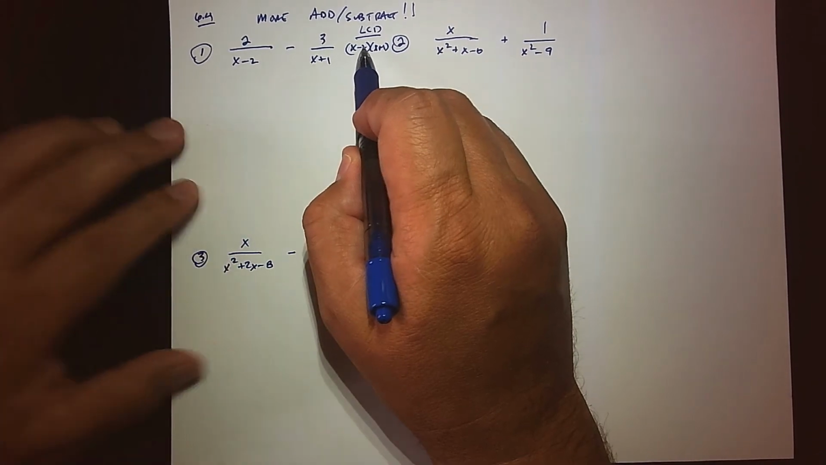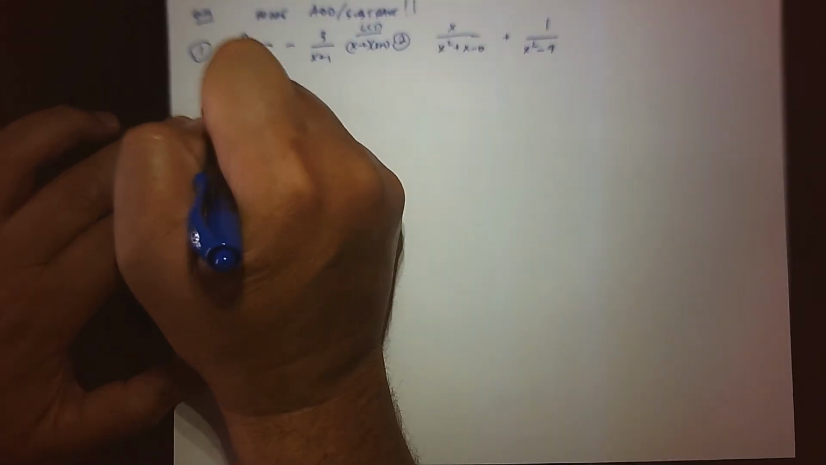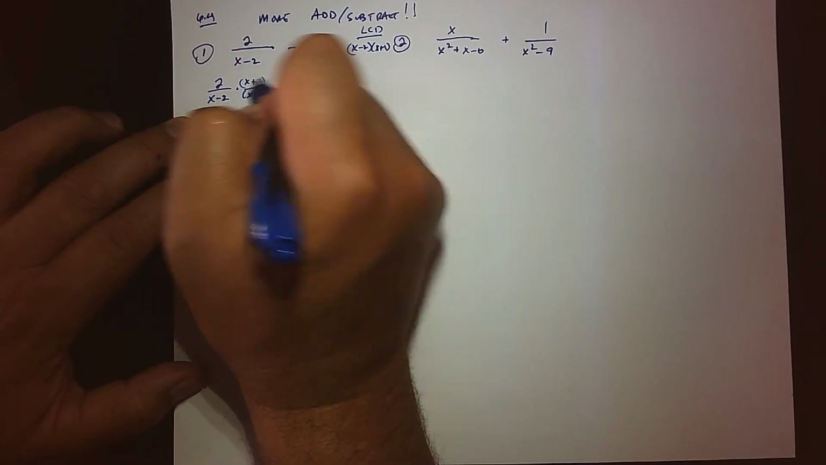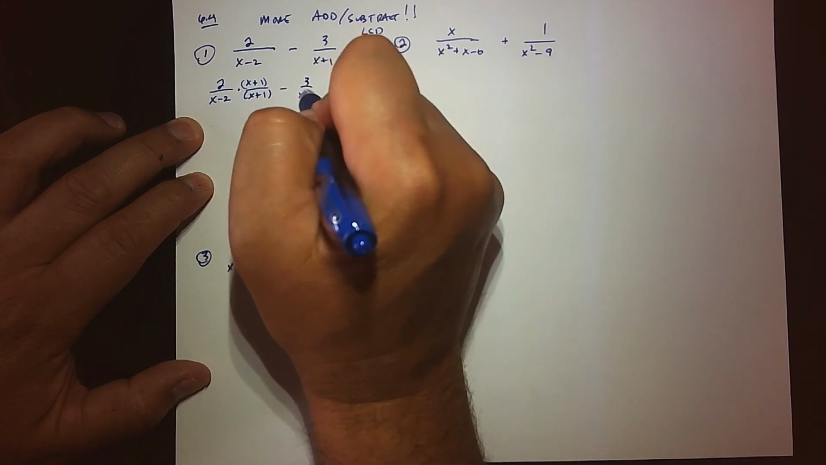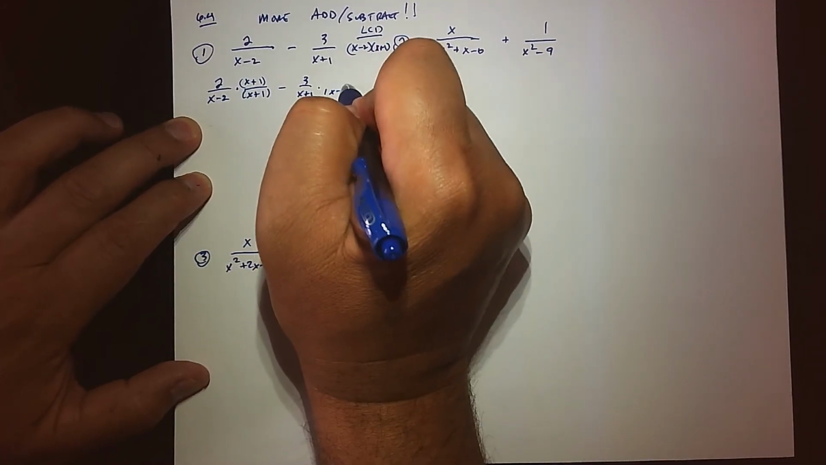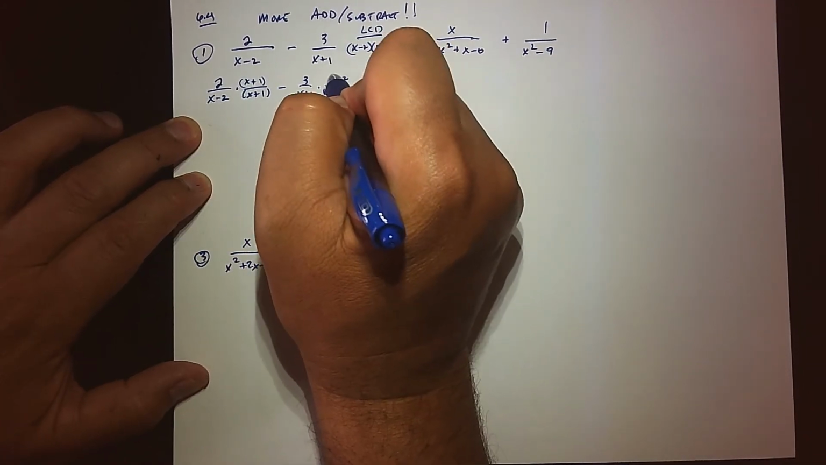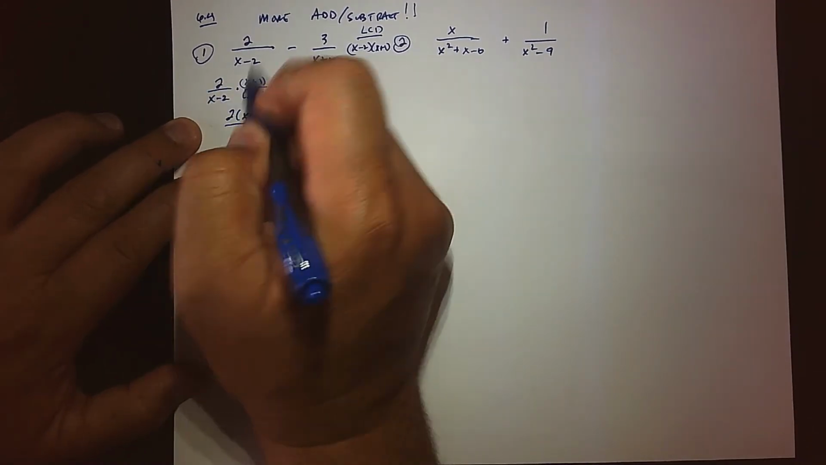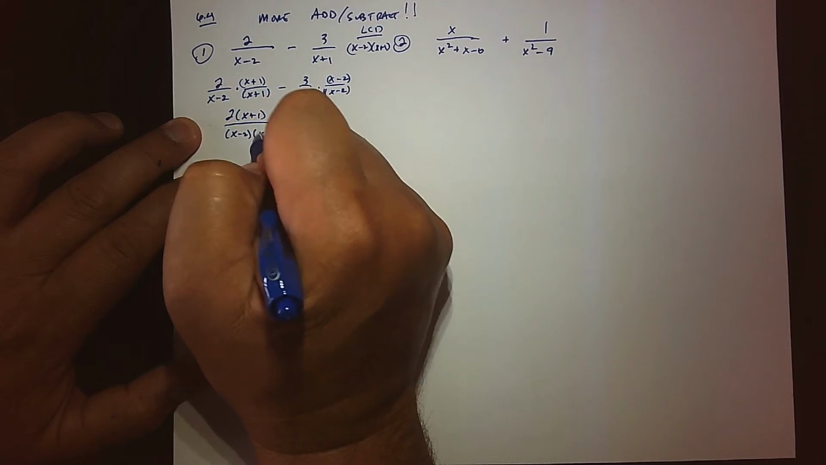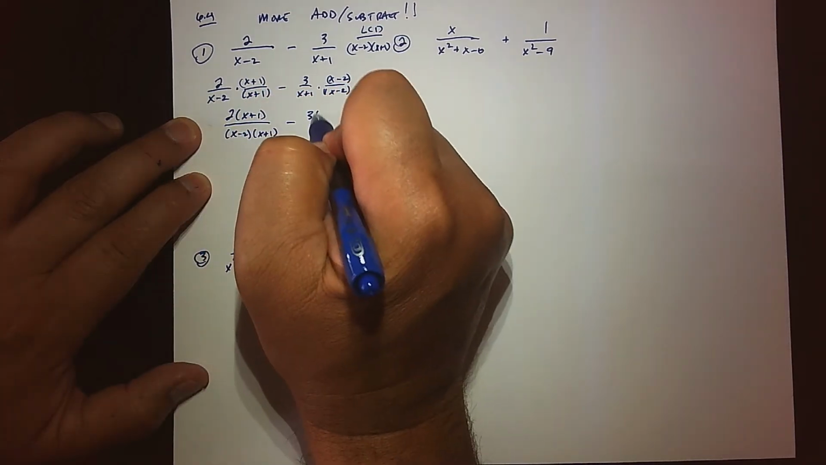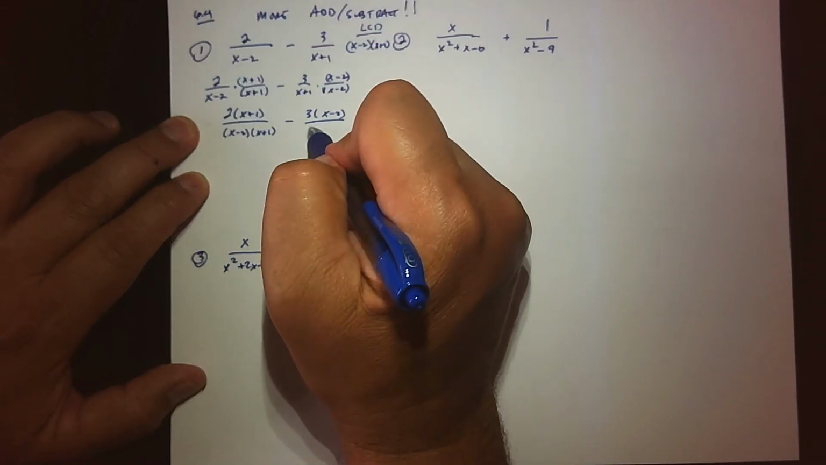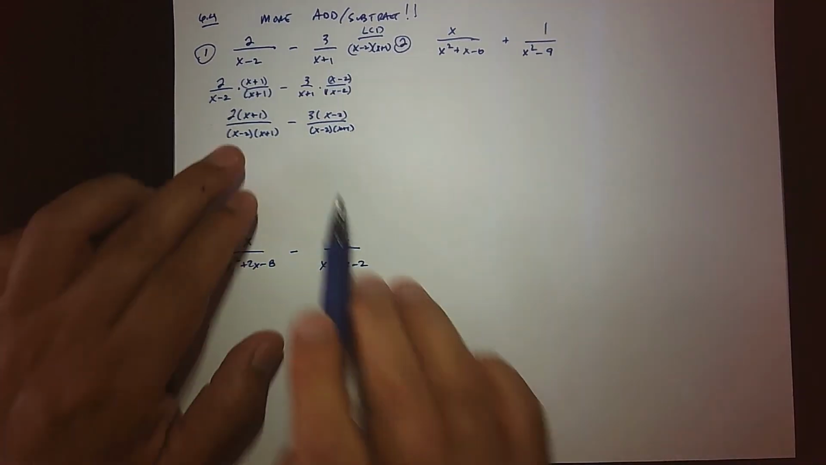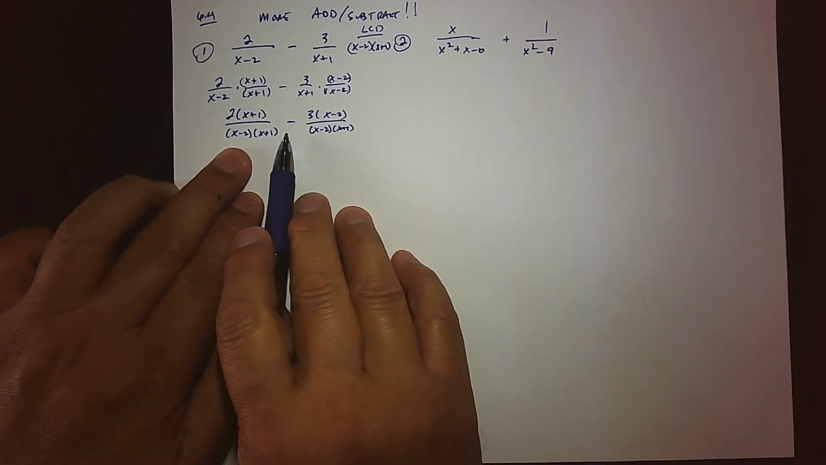So next becomes the equivalent fraction trick. So this one needs an x plus 1. Whatever I do to the top, I do to the bottom. This one needs an x minus 2. Whatever I do to the top, I do to the bottom. So we end up with 2(x plus 1) all over my LCD minus 3(x minus 2) all over my LCD. And again, remember the intent is to subtract.